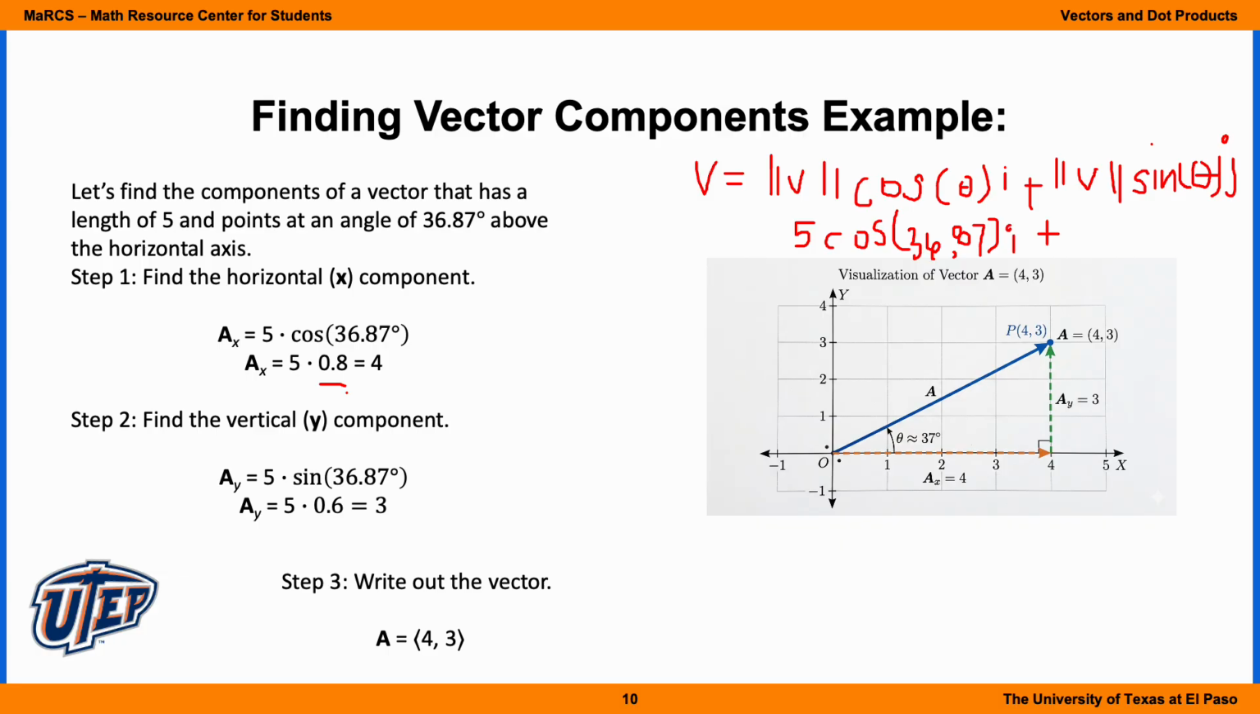Now for the vertical component, we do 5 times, now this time we do sine. So sine of 36.87 is equal to 0.6, so now we have 5 times 0.6, and that is equal to 3. So in our linear combination form, we have v is equal to 4i plus 3j. And then in this example, we were denoting everything in terms of a. So our vector in component form, a is equal to 4 comma 3. So this is our vector right here, a. So for the x component, we have 4. And for the y component, we had 3.